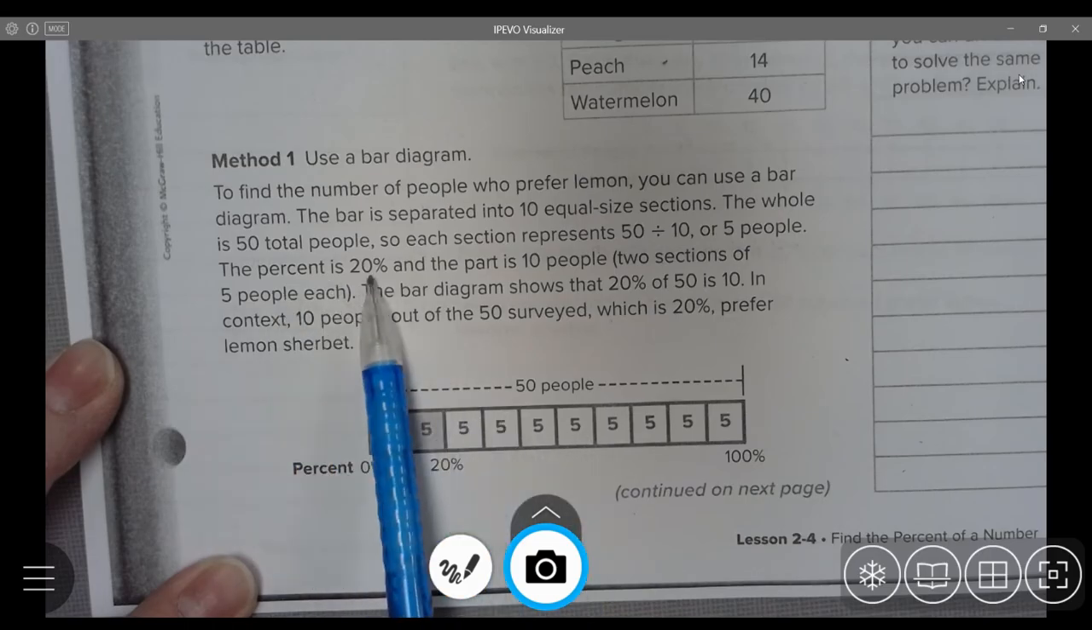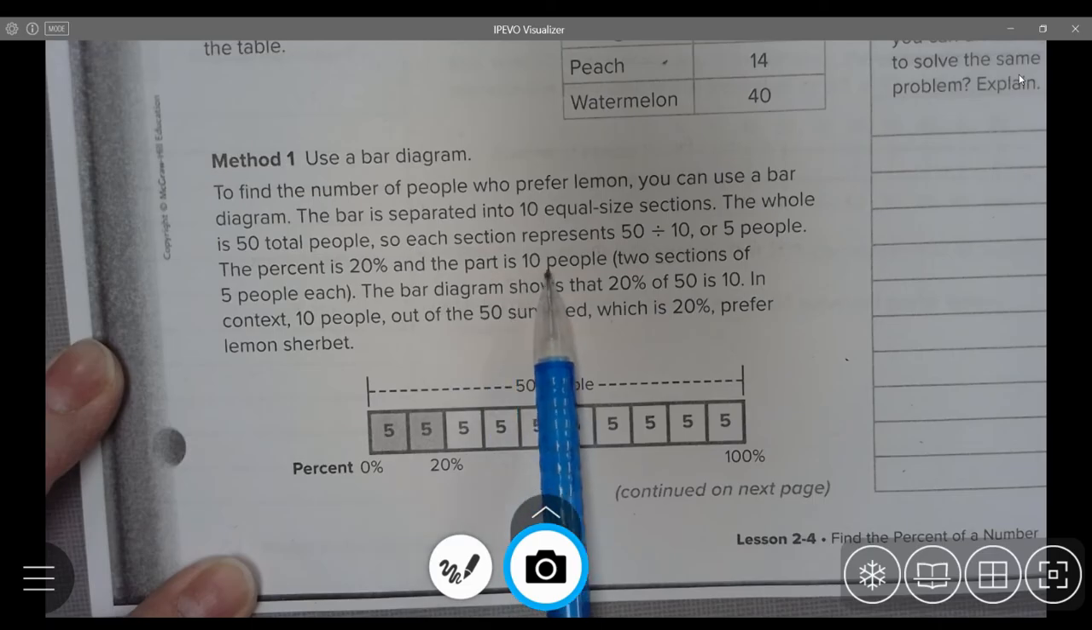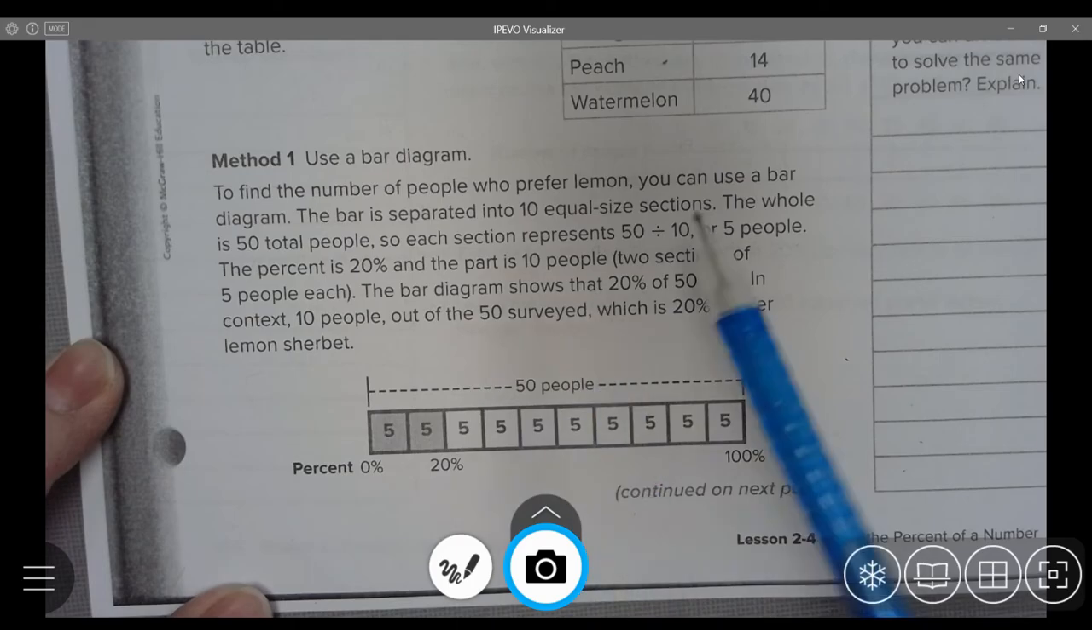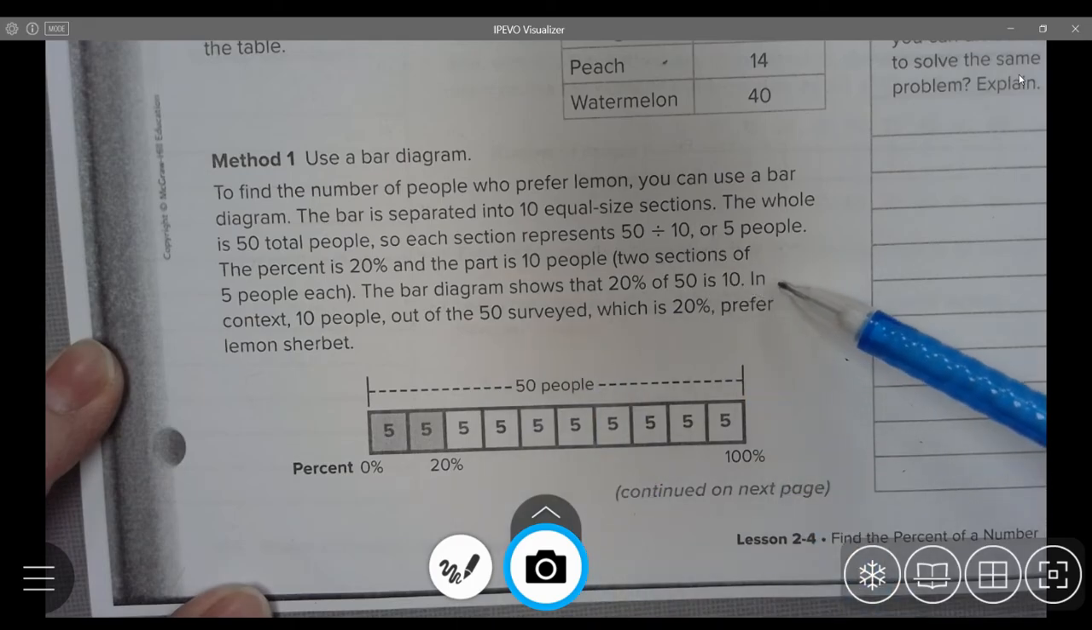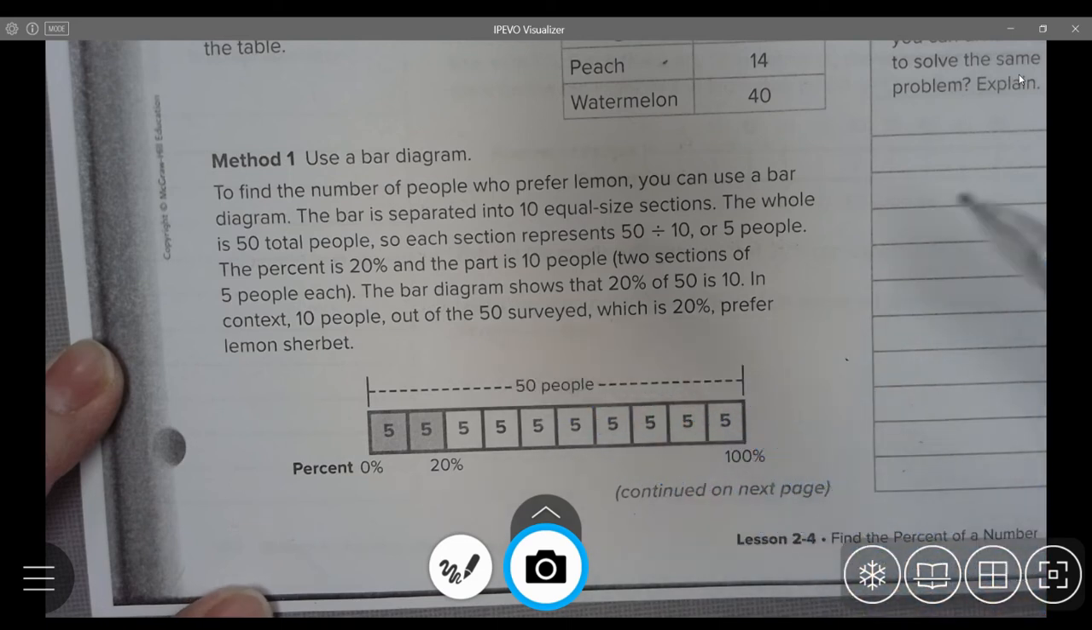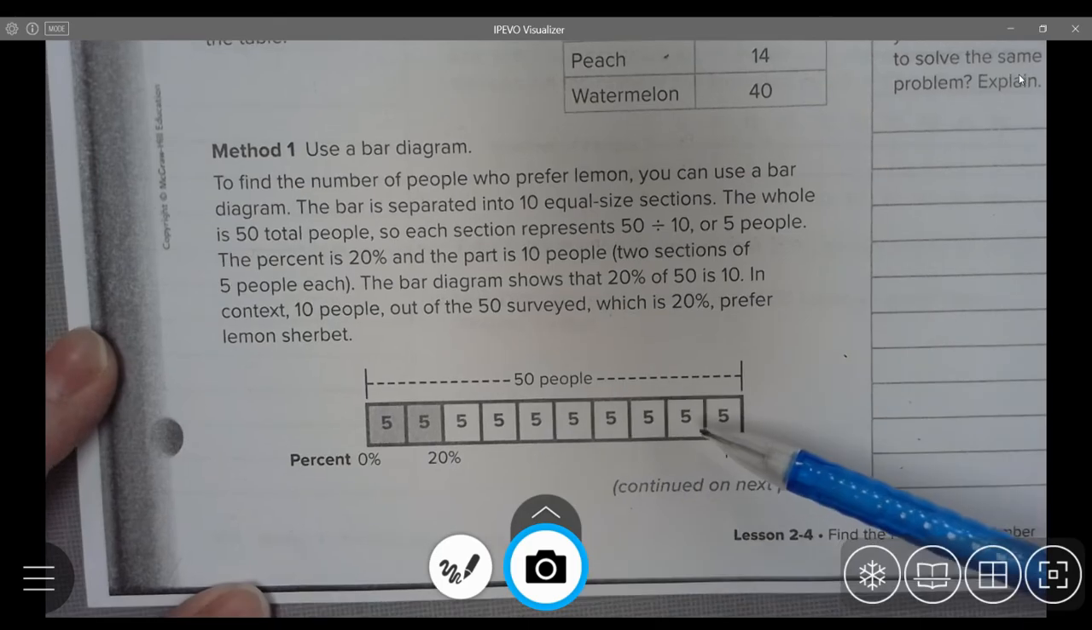The percent is 20%, and the part is 10 people, 2 sections, 5 people each. The bar diagram shows that 20% of 50 is 10. In context, 10 people out of the 50 surveyed, which is 20%, prefer lemon sherbet.